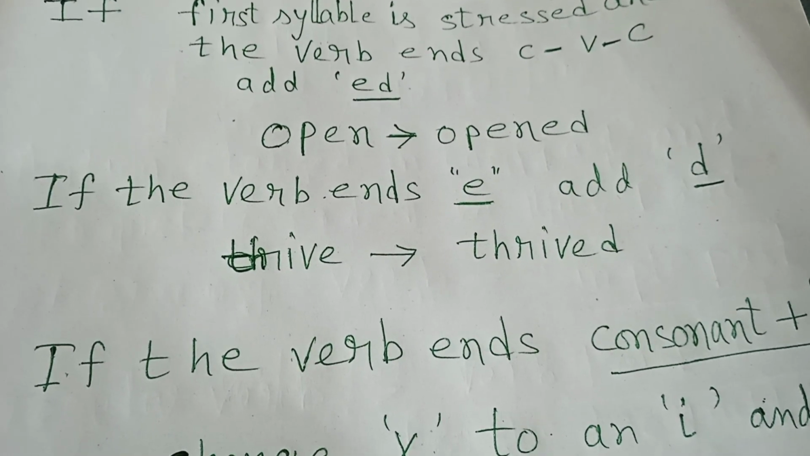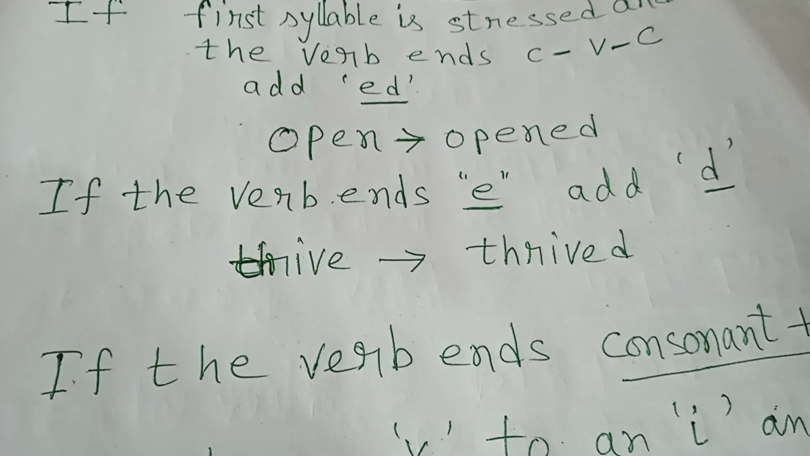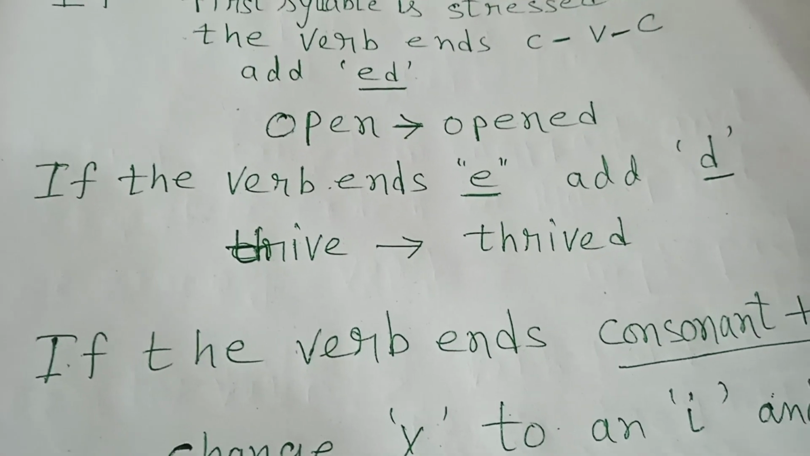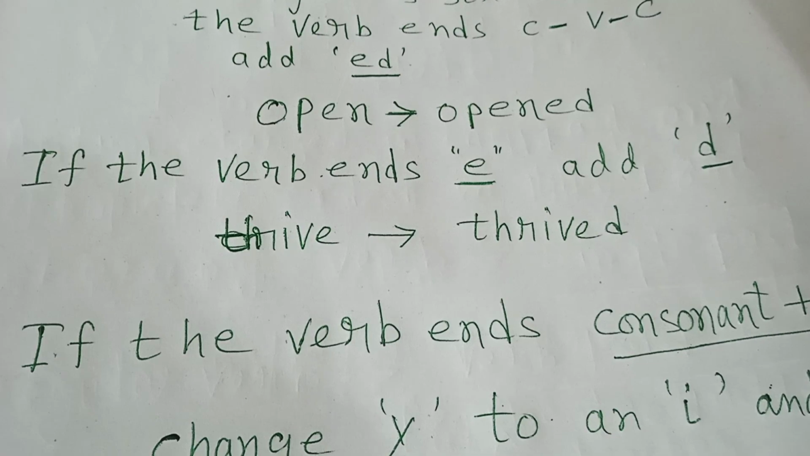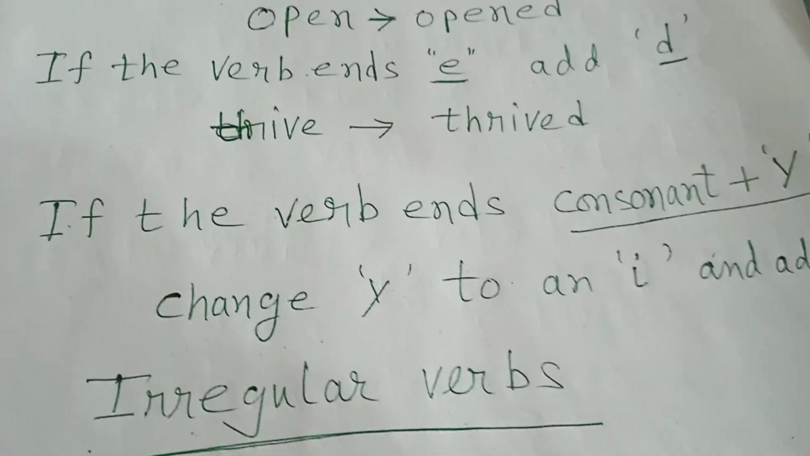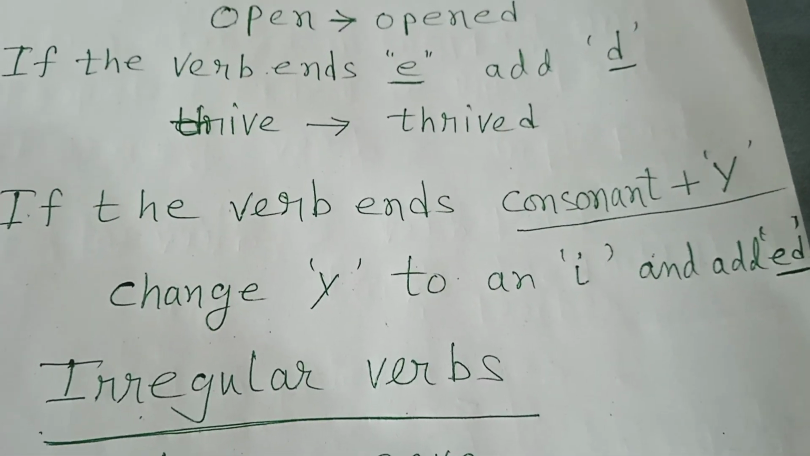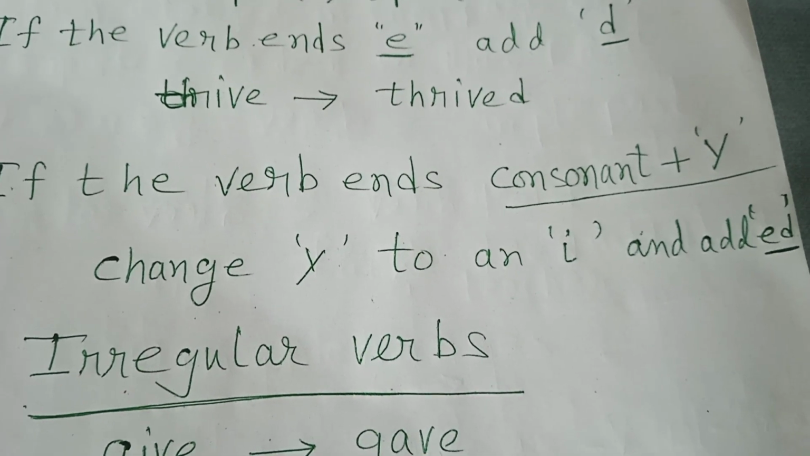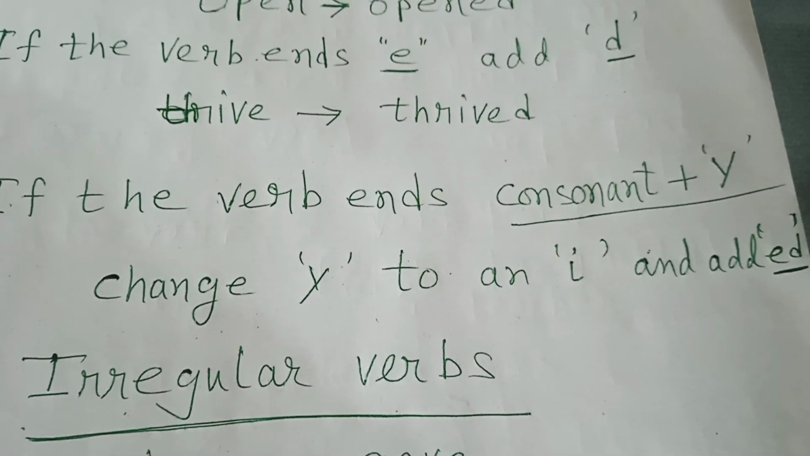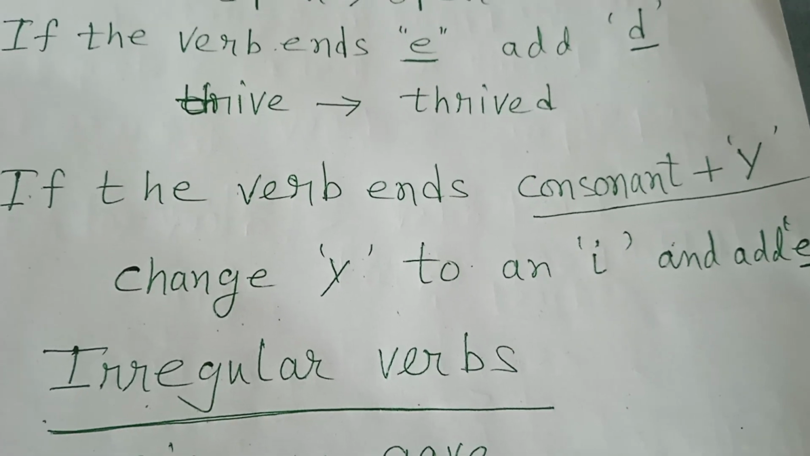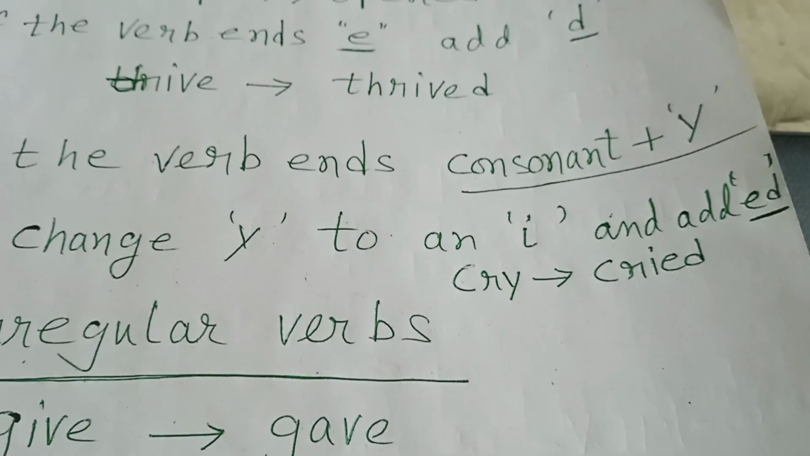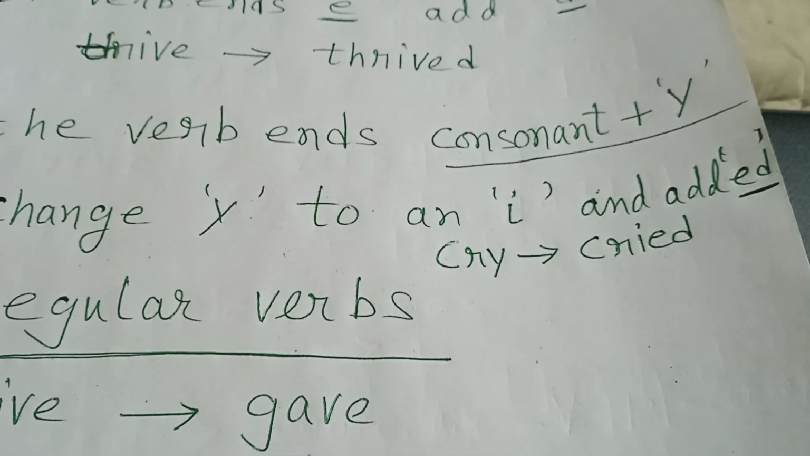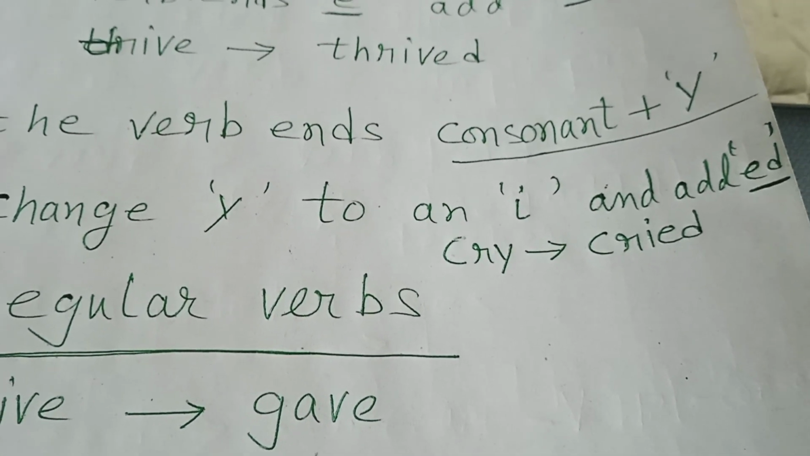If the stress is on the first syllable and the verb ends in consonant, vowel, consonant, then add ed only. Open, opened. If the verb ends in e, then add d only. Thrive, thrived. If the verb ends in consonant plus y, then change y to i and add ed. Cry: y is changed to i and then it becomes cried.